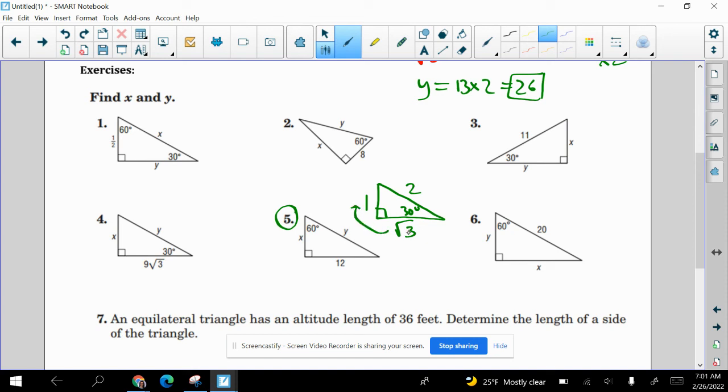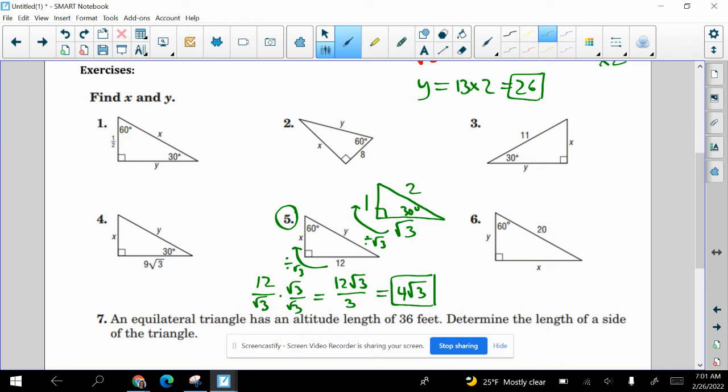So if I want to go from a root 3 to 1, I need to make the longer leg shorter. So I'm going to go ahead and divide by root 3. I'm going to have to do the same thing here, so we're going to divide by root 3. So 12 divided by root 3. I'm going to rationalize. And then I get 4 root 3 as my answer.